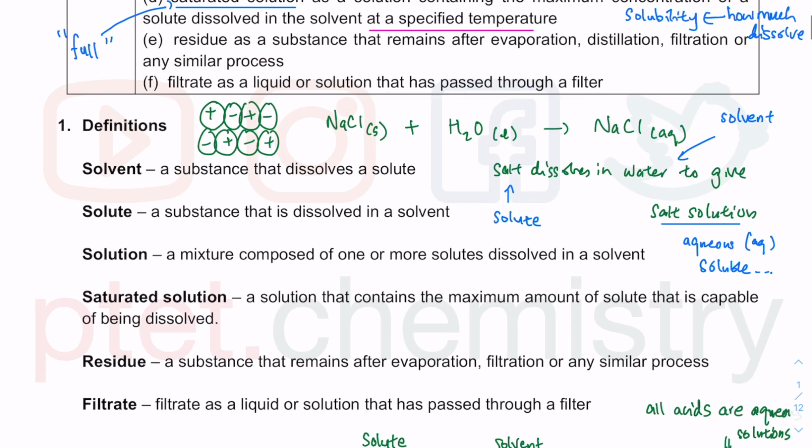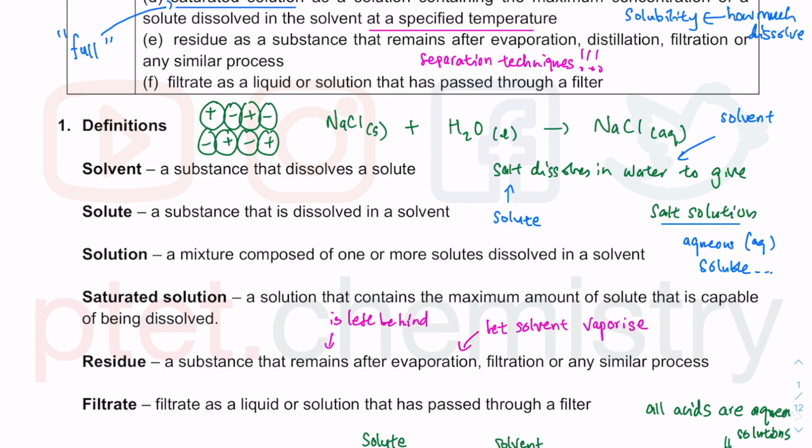This is something that you have learned in lower secondary. Last but not least, we have residue. So residue and filtrate, this is to do with the idea of separation techniques. We will come across separation techniques as part of experimental techniques required in this particular topic. Residue is whatever is left behind, that is left behind after you do evaporation, filtration, or any other similar process. Evaporation is when you just let the solvent evaporate, vaporize away or turn into a gas.